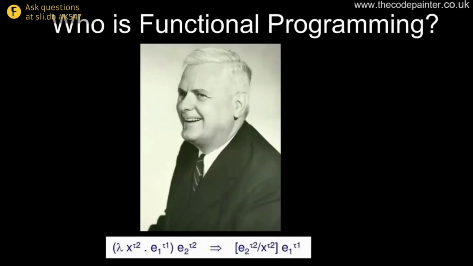So first off, who is it? I'm going to introduce 3 people significant to the history of functional programming. One of these guys is a software developer. See if you can guess which as we go around. But this first gentleman is Alonzo Church.